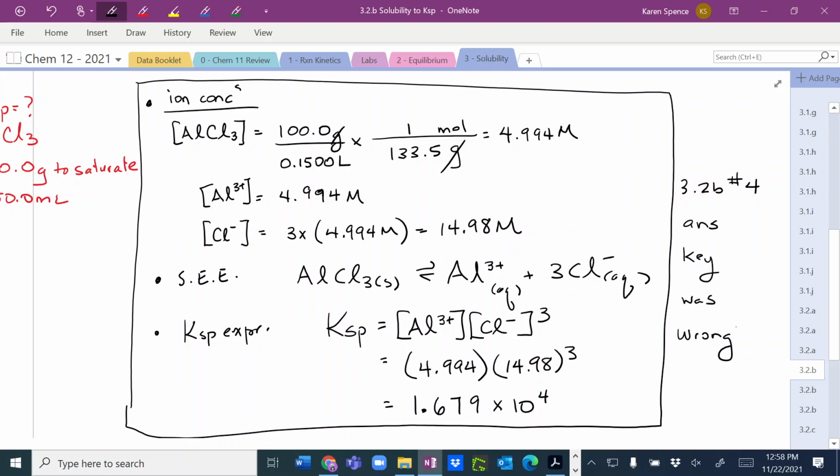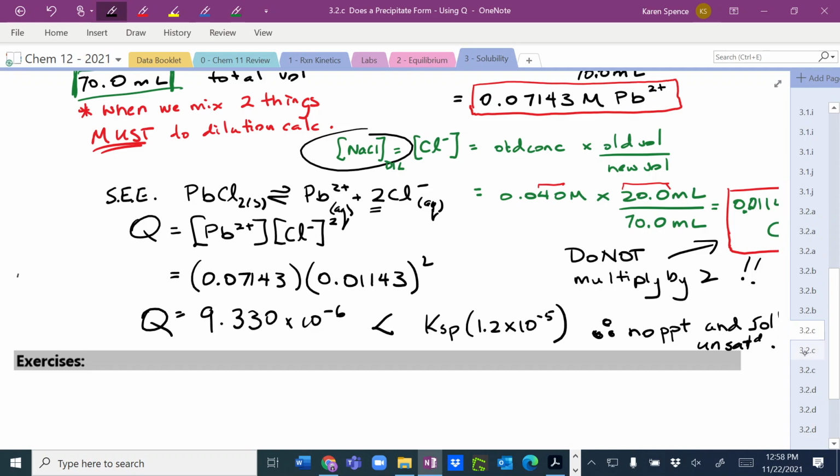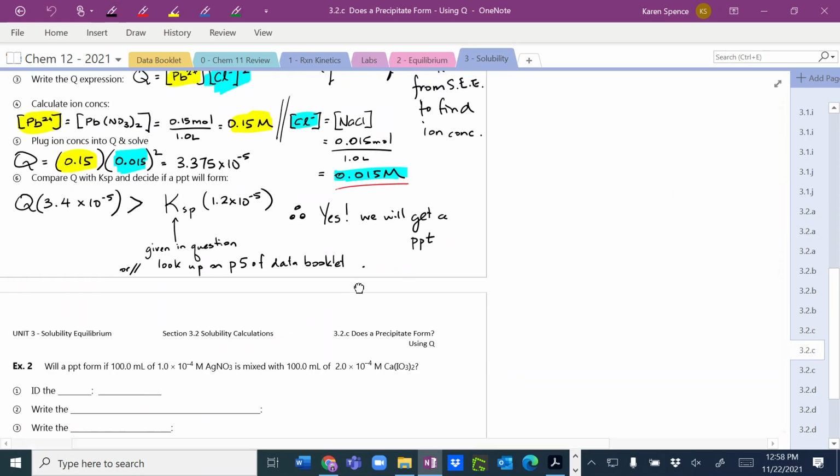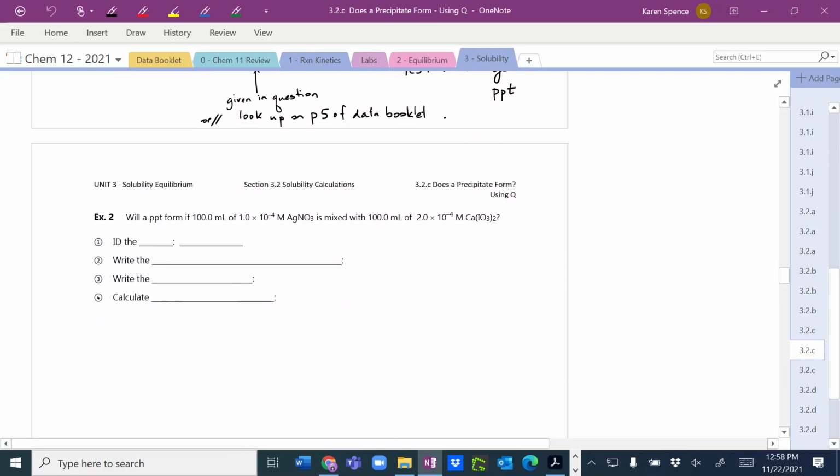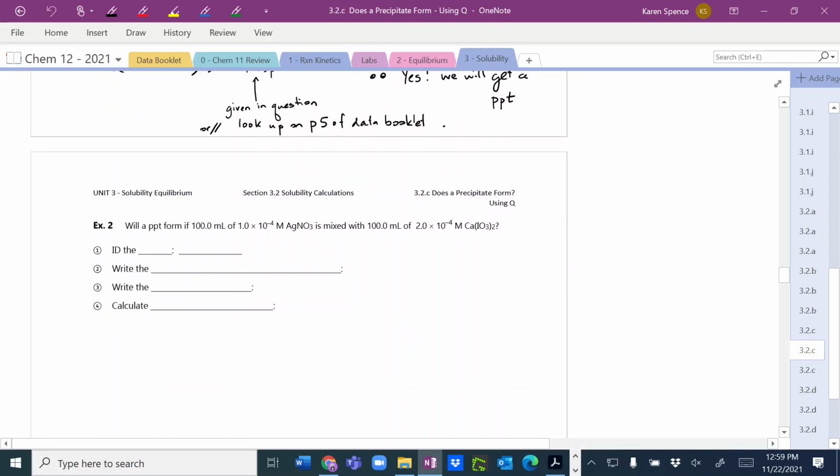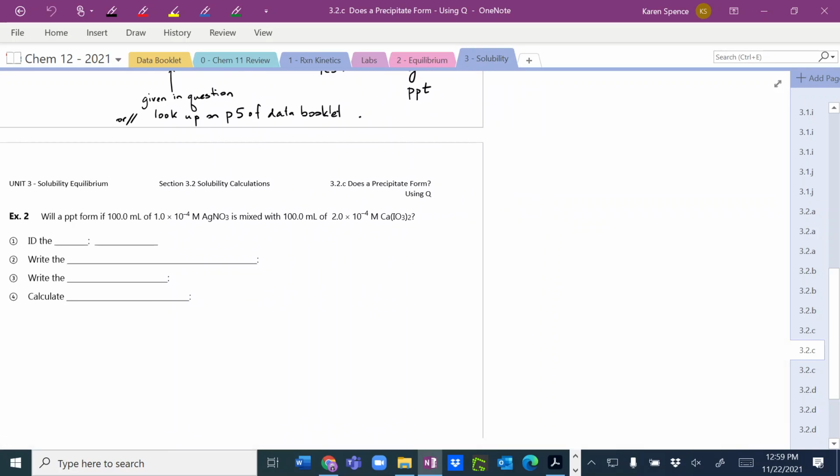Let's do a couple of examples using Q. So this is 3.2c. And I'm going to let you know right now that I did not leave enough room for this question. If I were you, I would just get a blank piece of paper to do this on, because I did not leave enough room here. In fact, I'm going to copy this down over here. Will a precipitate form if, because I tried to do it this morning and it was just a god-awful mess. I really need a whole page for each question for this one.